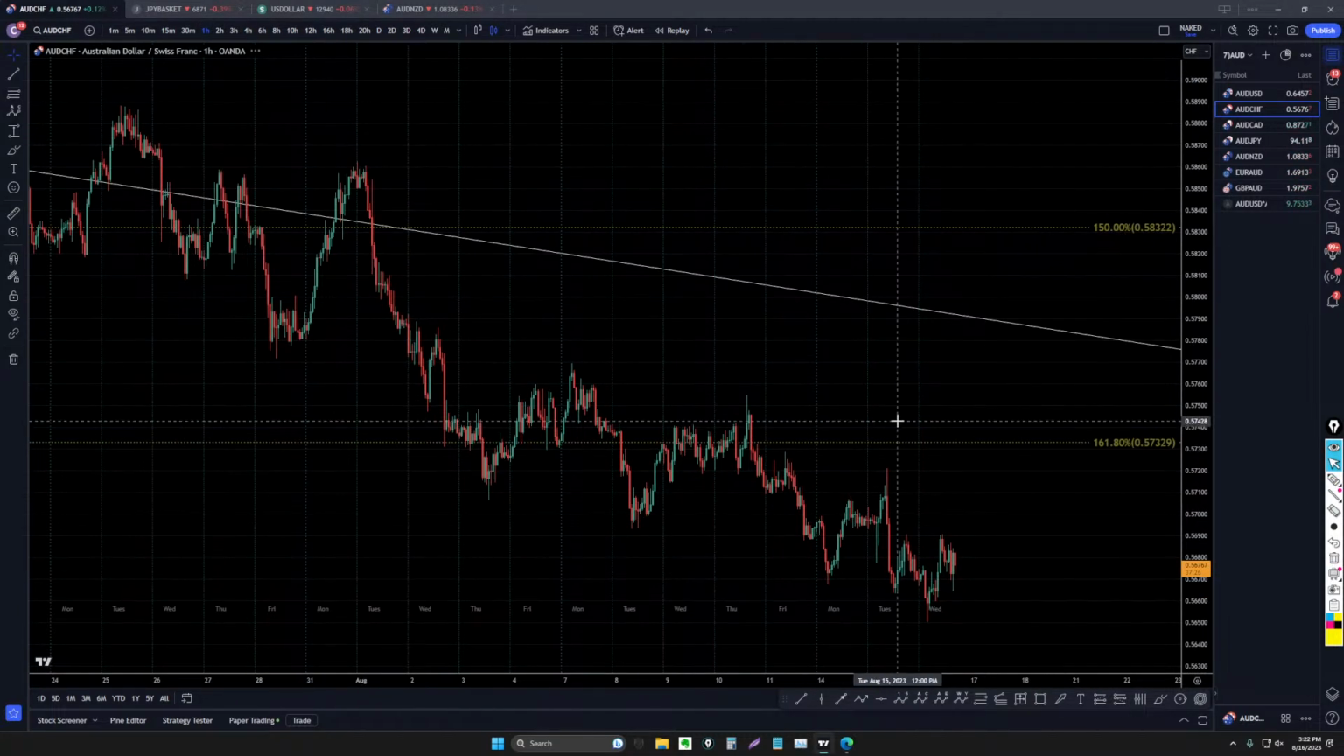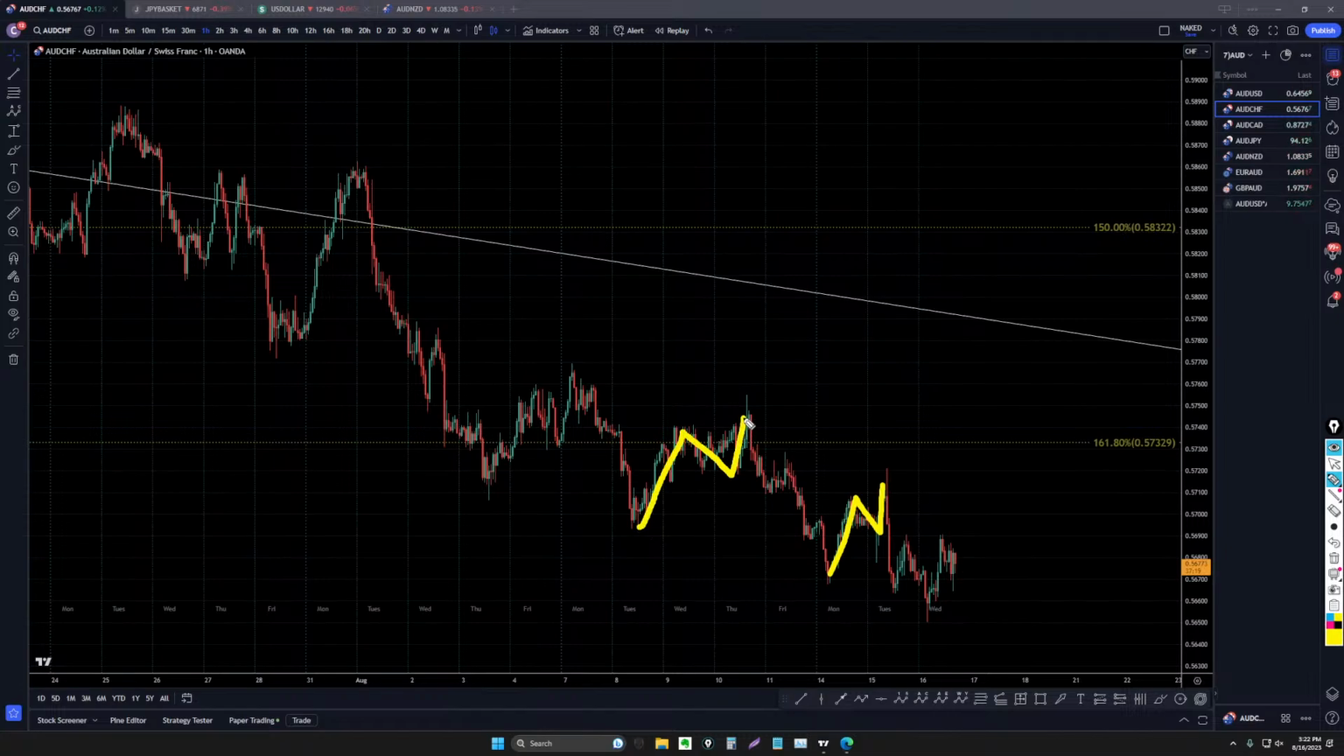Definitely no reason to think it's over, and I still think we're in a wave 3 right now. Look at that. 1, 2, 3 waves up, go short.